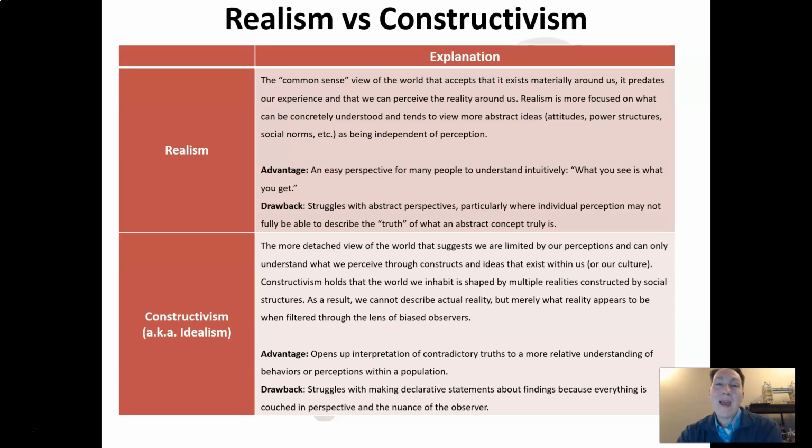And by the way, in my many years of doing research and reading up on social science, this is the viewpoint that I tend to feel is more reflective of what we see in data. We often see that perception does not match reality, so constructivism or idealism is a very useful framework to understand. The advantage of constructivism is it opens up interpretation of contradictory truths to a more relative understanding of behaviors or perceptions within a population. In other words, we see variation, we can say, well, it's not due to things being flawed, it's due to different people perceiving these things in different ways and having different expectations or needs.